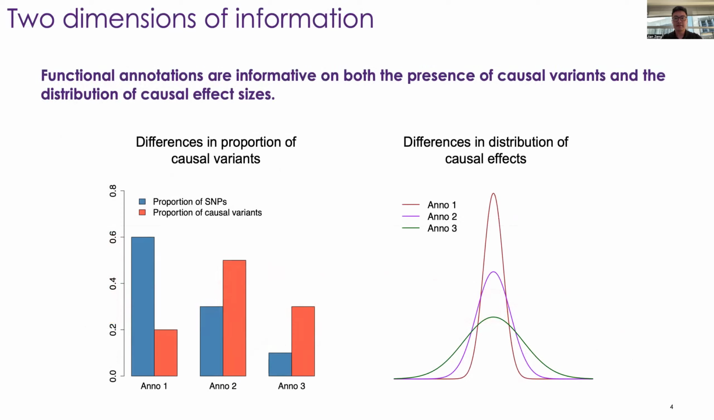Functional annotations in general can inform two aspects of genetic architecture. First, the probability that a variant is causal can be different between annotations. And second, the distribution of the causal effect size can vary across annotations. A good model should capture both dimensions simultaneously.